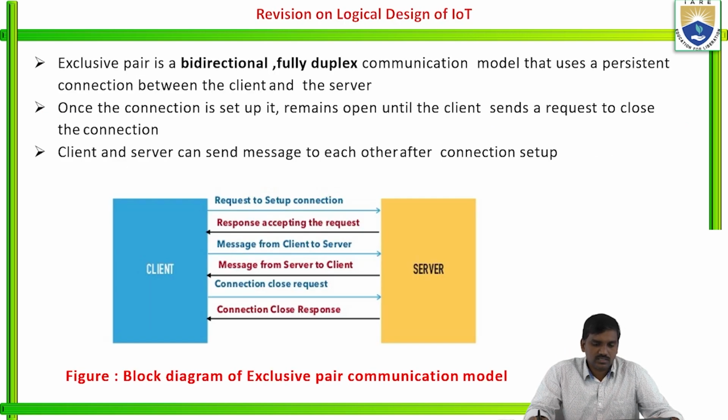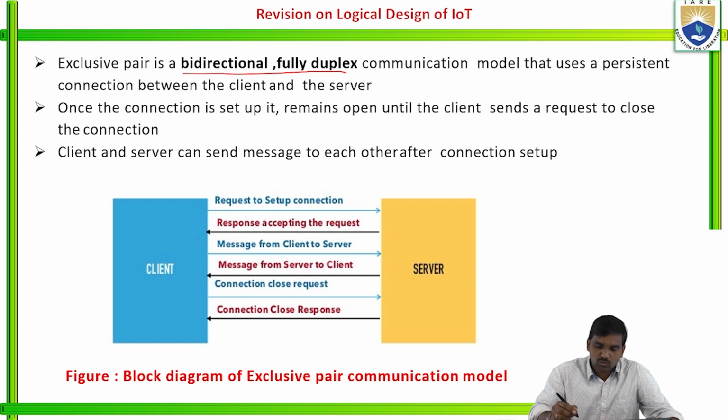And the last one, under the revision on logical design of IoT, is the exclusive pair communication model, which is very important. The exclusive pair communication model is a bidirectional push-pull communication model that uses a persistent connection between the client and the server.